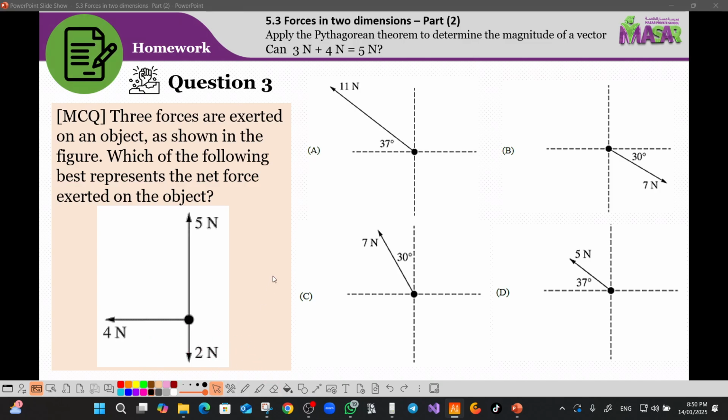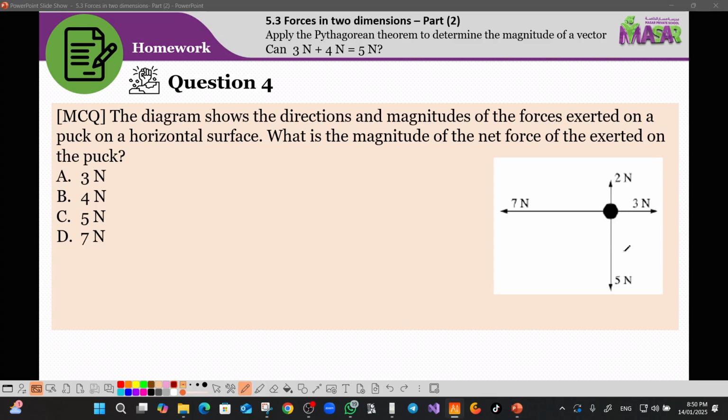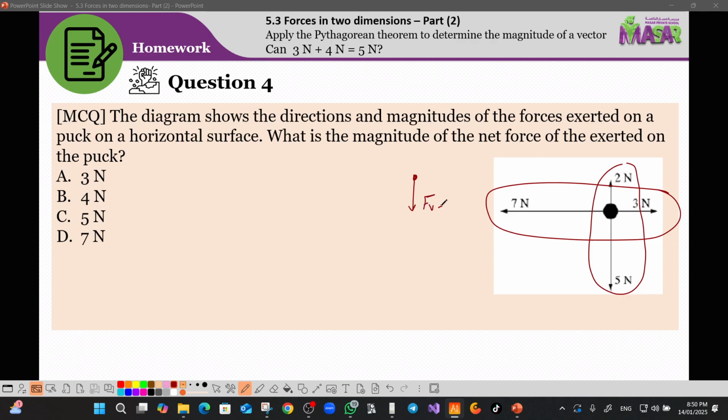Now the last question, I guess. Yes, this is the last question. The diagram shows the directions and the magnitude of forces exerted on the puck on a horizontal surface. What is the magnitude of the net force? Now, we need to follow the same approach. We are going to add all the forces vertically and horizontally. So vertically, plus 2 and minus 5 is equal to minus 3. So we have FV equal to minus 3. And here we have 3 and 7, so this is minus 4. This is FH.